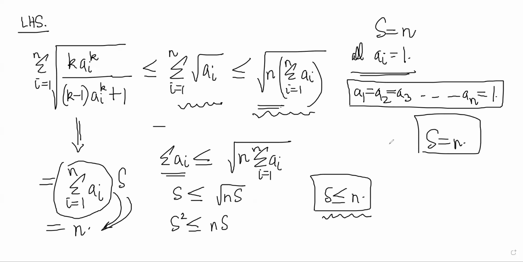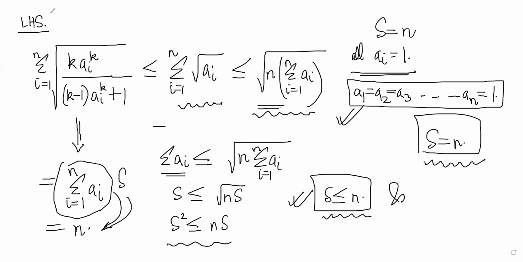We have established a couple of inequalities. We once did a simplification using AM-GM and then used Cauchy's inequality to basically get a condition that S is less than or equal to nS and S is less than or equal to n. And from there, since the problem has already given us that S is equal to n, it implies that all the a_i's must be 1 and must be equal.